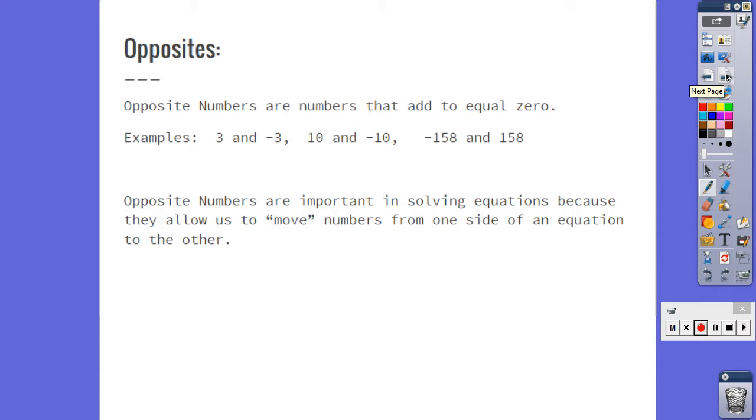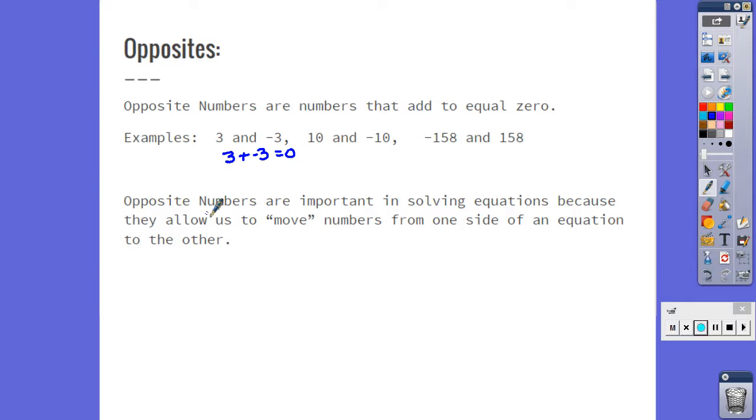First thing we want to talk about here are opposites. Opposite numbers are numbers that add to equal 0. So examples are 3 and negative 3, because 3 plus negative 3 sure enough equals 0. Other examples are 10 and negative 10, negative 158 and 158. Essentially any number and its opposite signed number, the positive and the negative of the same number, because they add to 0, are opposite numbers.